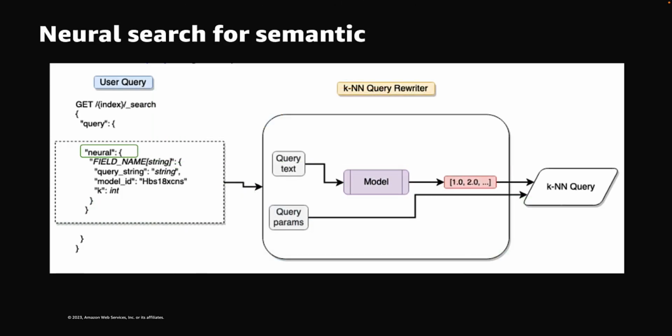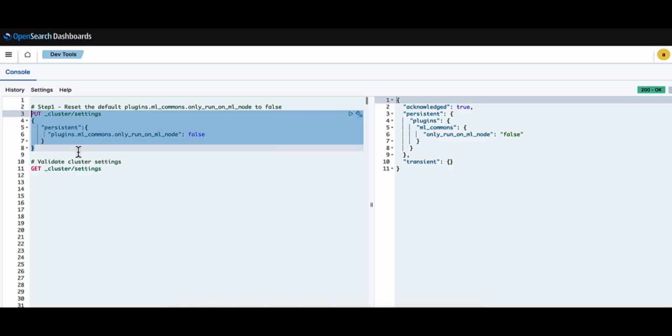Once the index is created with the vector embedding, we will perform a neural query search. The Neural plugin will translate user-provided text into a KNN vector query using the same provided model ID. Let's move on to the demo. We are here in DevTools.